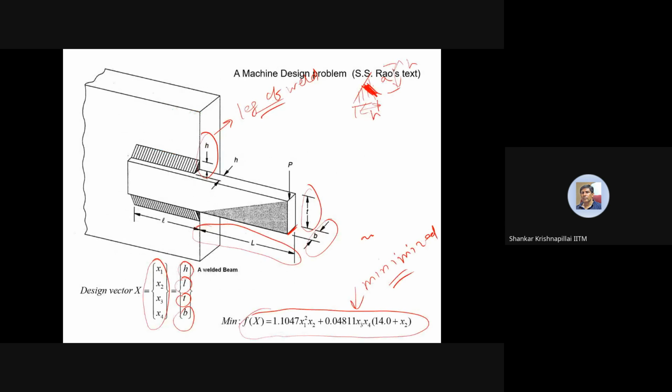Then it has 7 inequality constraints. The first inequality constraint says that tau of x, the shear stress in the weld, must be less than the allowable shear stress for that weld material. Next, sigma x is the normal stress in the weld, and it must be less than the allowable normal stress in the weld. Then another is x1 minus x4 is less than or equal to 0. Let us see what is the meaning.